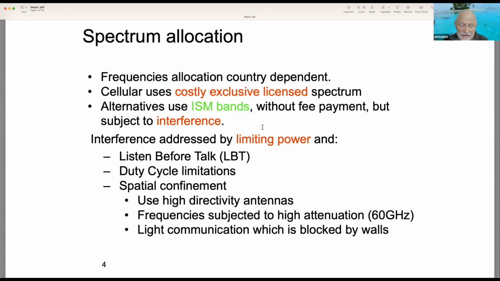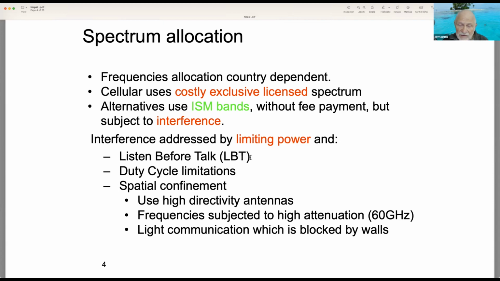These unlicensed bands are called ISM. The big problem with those is that they are subject to interference. You don't have exclusive right to use those frequencies; you have to share them with other users. There are different methodologies to share the spectrum, but all of them are based on limiting the power, and then you have to take some other considerations in order to allow the sharing of the spectrum among different users. The most common one is listen before talk, like it's done in Wi-Fi.